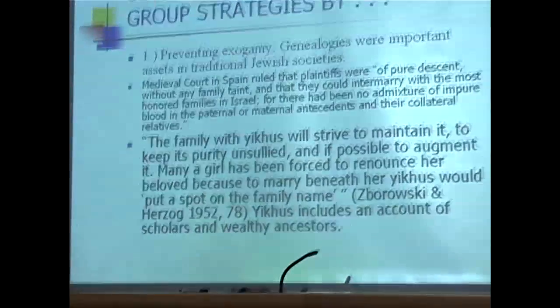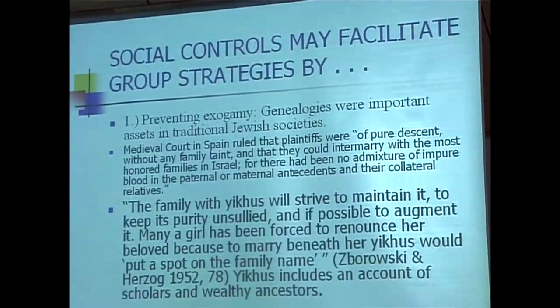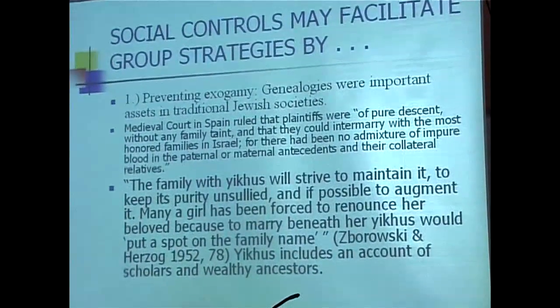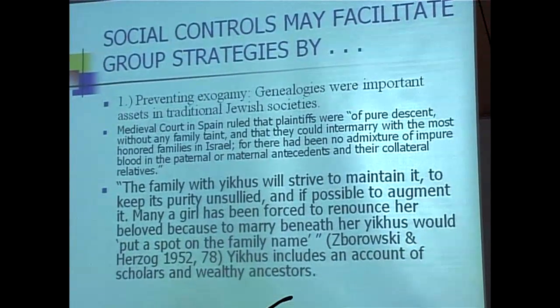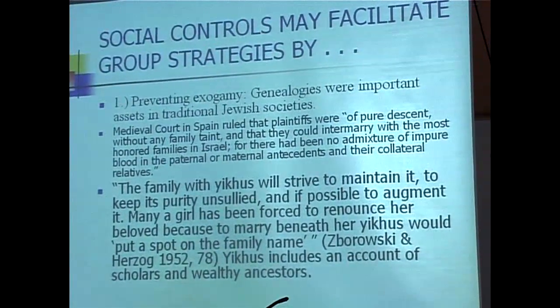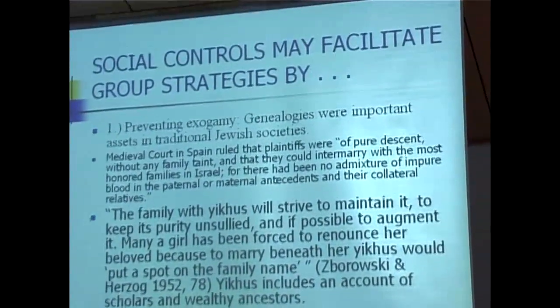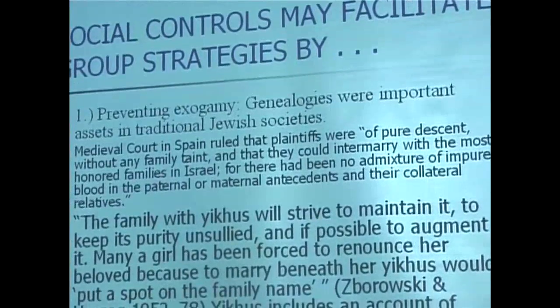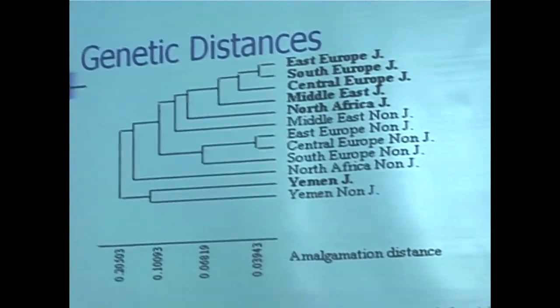It would be very irresponsible because it would affect not just you, not just your children, but your collateral relatives, their descendants, and so on. And as I say, yikus includes an account of scholars and wealthy ancestors, but just all your ancestors, to make sure that they are all of Jewish descent. And this has had effects.